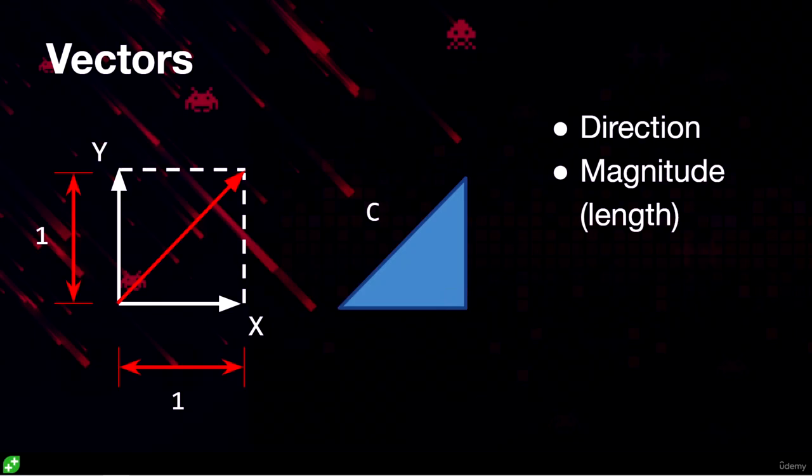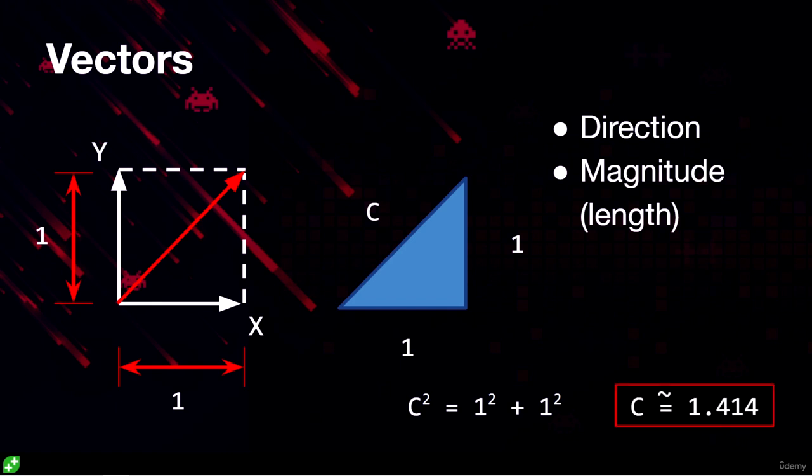Now, let's say that A and B are both 1. Then that means C is related to those quantities with this equation. Now, this is not a math course, so I'm not going to make you solve equations, but if you did, you'd see that C is roughly equal to 1.414, or the square root of 2. So this is how we can find the length of a vector if we know the x and y components.